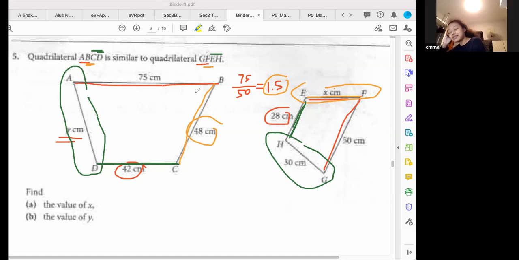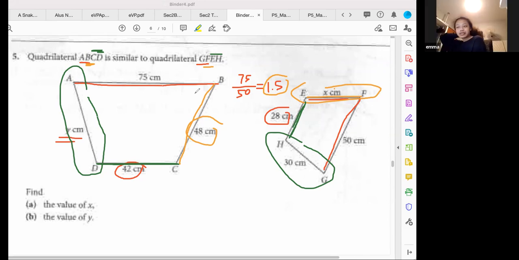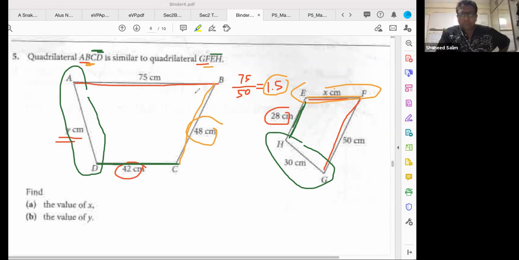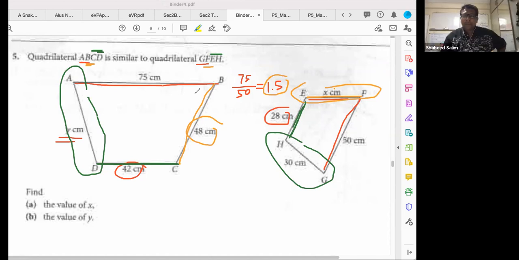$72. 32 or 72? 72. 32, 72. 72. Hold on. Oh yeah. 72. Let me see. Hold on. Question number 5. Oh no, 32. 32, right? Okay. What about the next one?